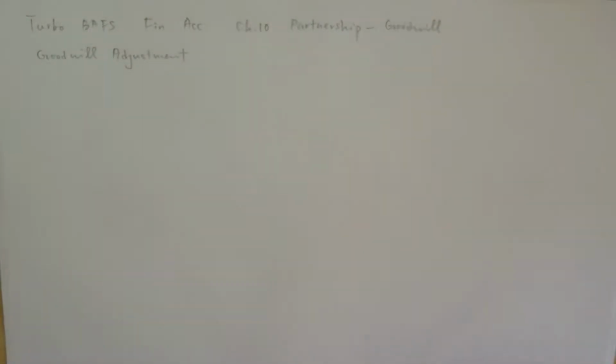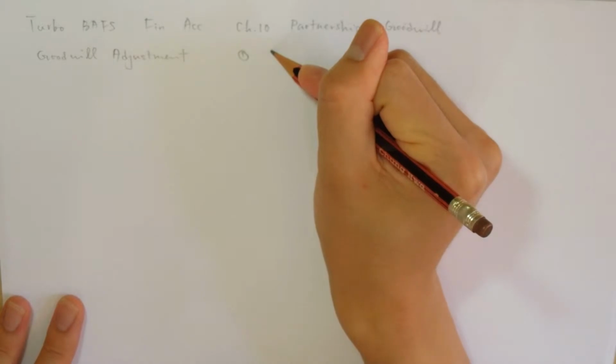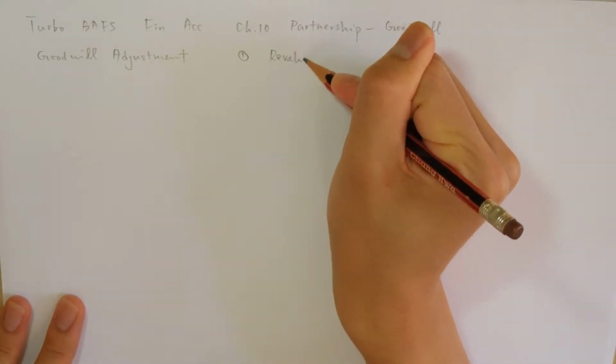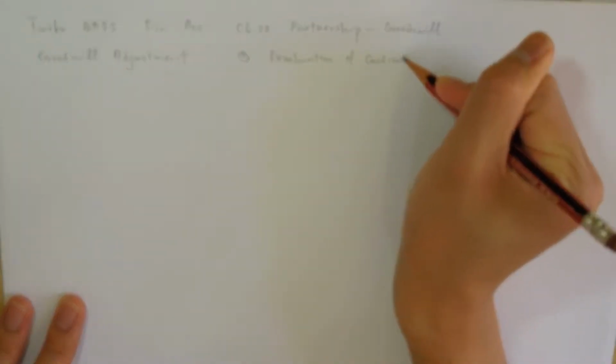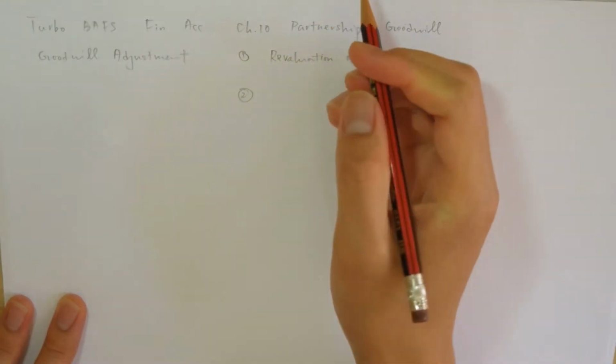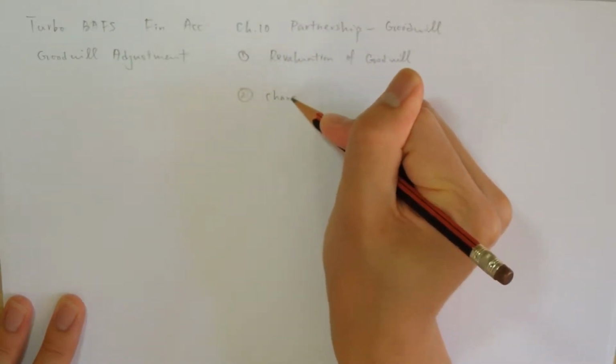WBFS Financial Accounting Chapter 10 Partnership Goodwill. This time we talk about the goodwill adjustment, and for goodwill adjustment we have two situations where we need to do the accounting treatment. The first one is when the goodwill is being revalued, revaluation of goodwill. And the second one is when there is a change in the profit and loss sharing ratio.